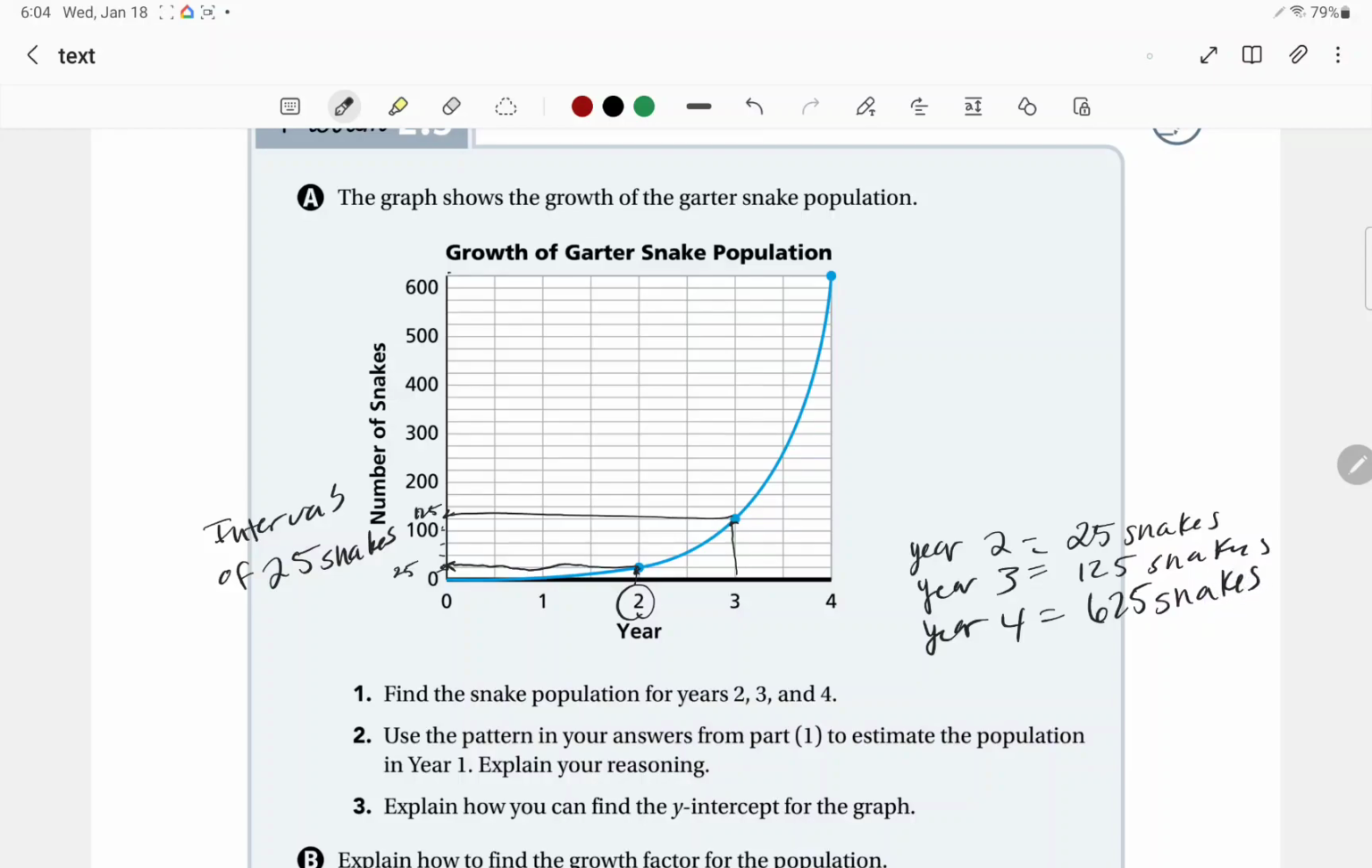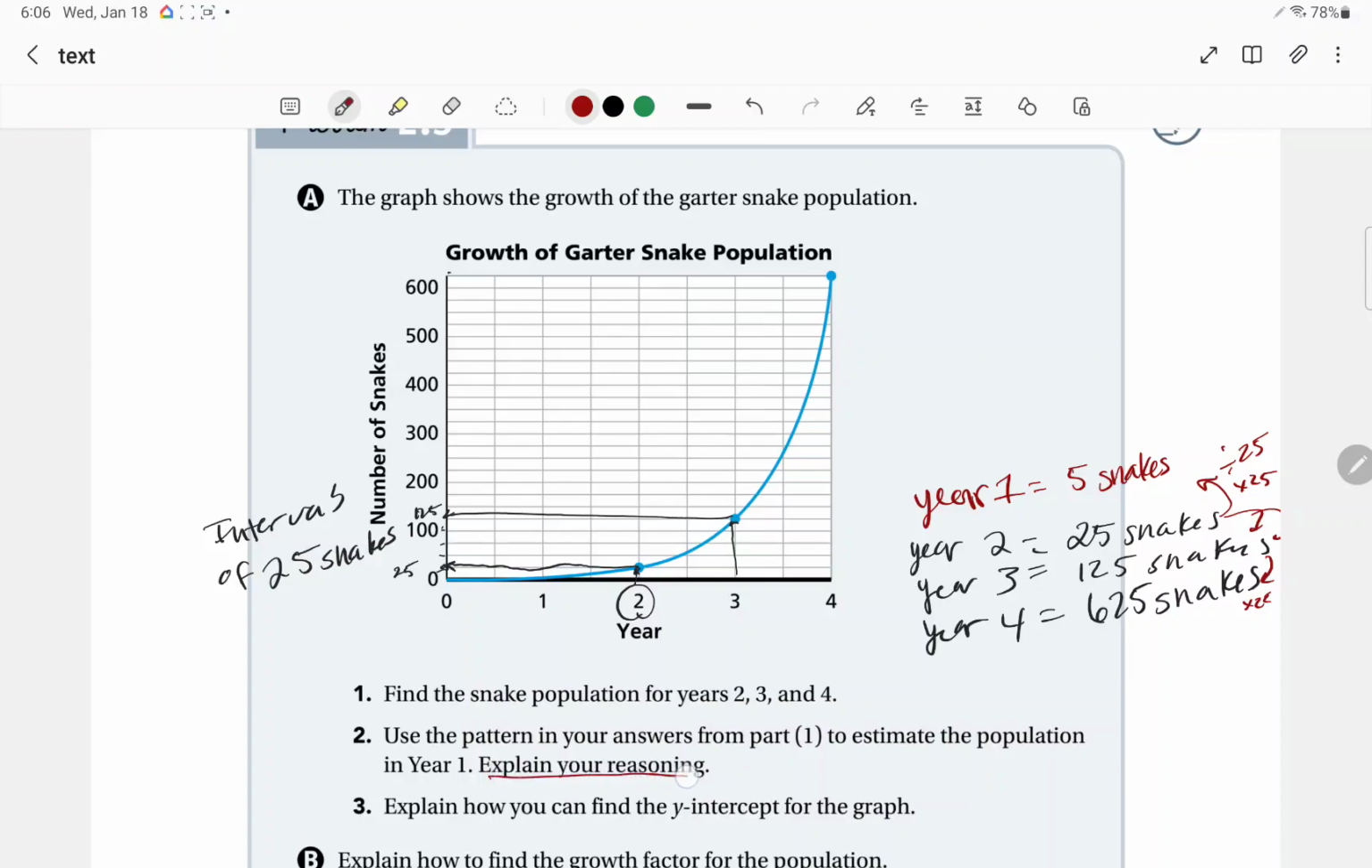Now let's take a look at number 2. It says use the pattern, and your answer is part 1, estimate the population year 1. So first of all, the pattern that we notice, you should see that to go from 25 to 125, you multiplied by 5. To go from 125 to 625, you multiplied by 5. So if we want to go backwards to year 1, we just do the inverse of multiplication, which would be division. So we would divide by 5, moving backwards, and 25 divided by 5. So year 1, you started with 5 snakes.